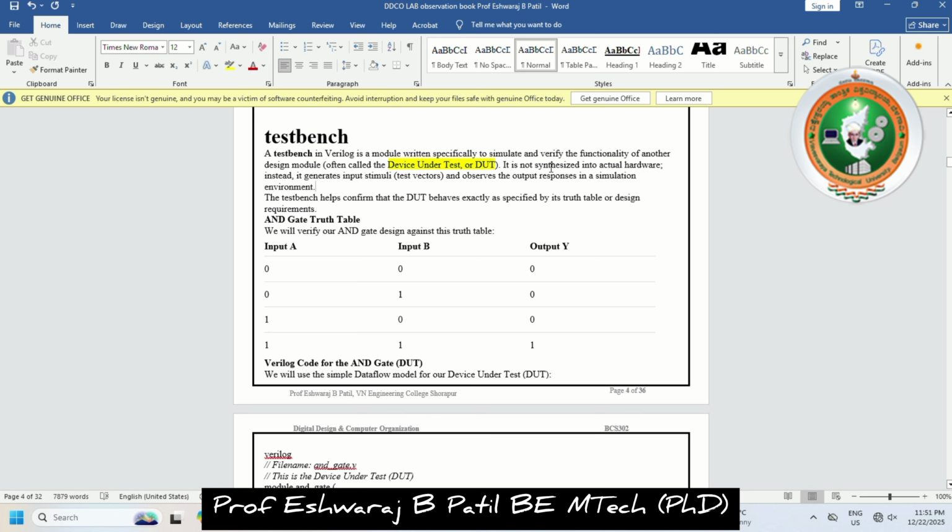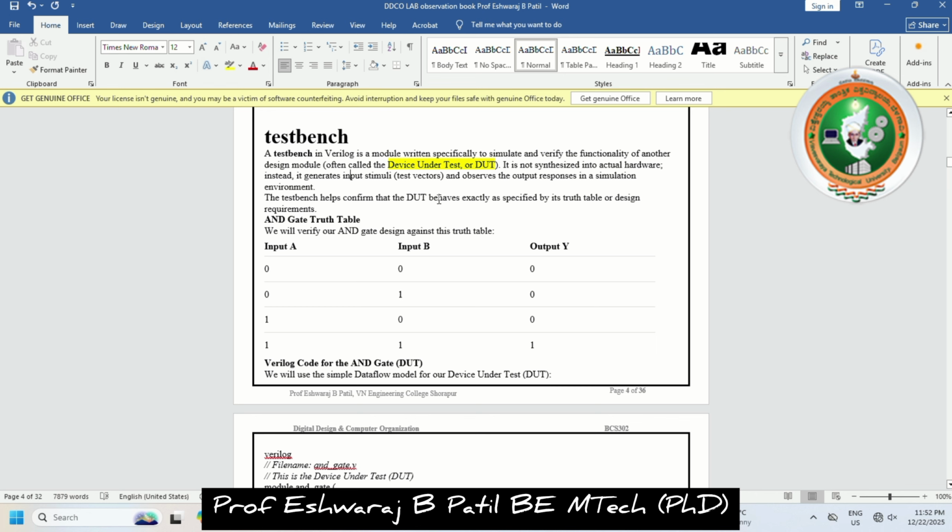Okay, this is what we are doing: the device under test, which is synthesized into actual hardware, while the test bench is not. It's the generic input or stimulus applied to the design under test. We call these the test vectors.